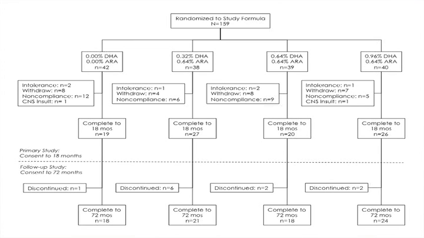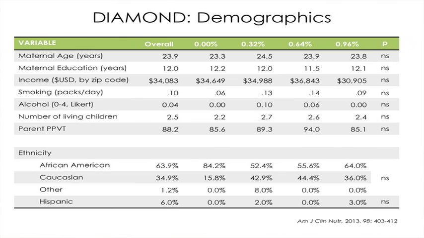We randomized 160 kids thinking we'd have 40 in each group. By the time we finished, the original study was powered to get to 18 months. We had between 20 and 30 kids at that point per group. And then we continued to follow them, and we kept about 20 kids per group by the time we got out to age 6. So I'll show you some of the findings coming out of this.